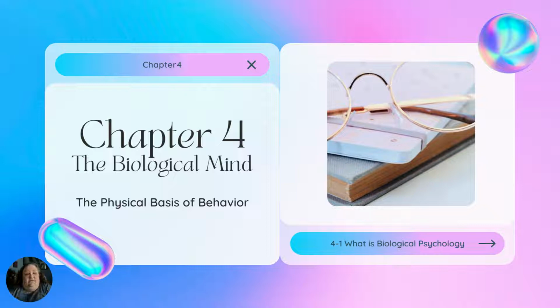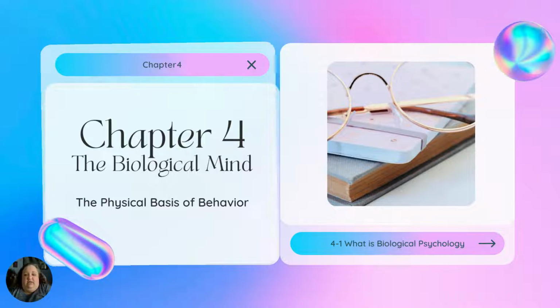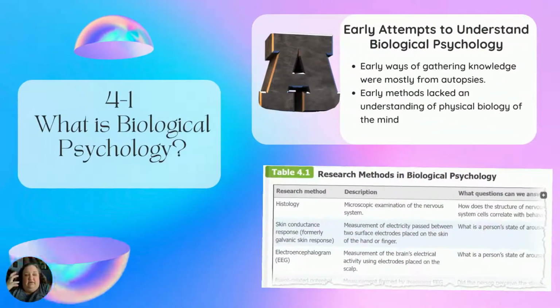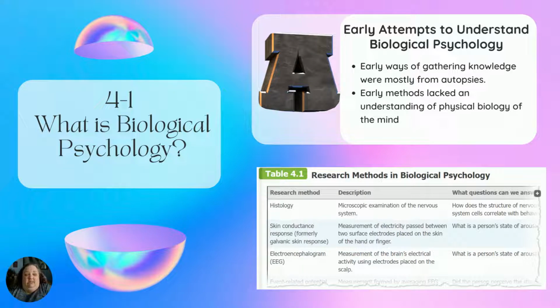So we're in Unit 4 or Chapter 4, the biological mind, the physical basis of behavior. We're looking at the actual structures in the brain and kind of what they do. So 4-1 is what is biological psychology. Part A on that is looking at early attempts to understand it.